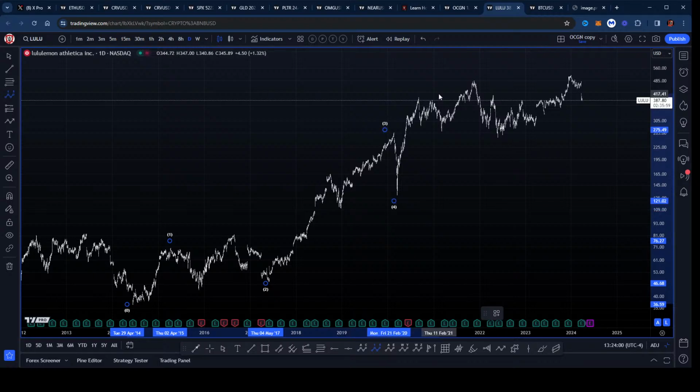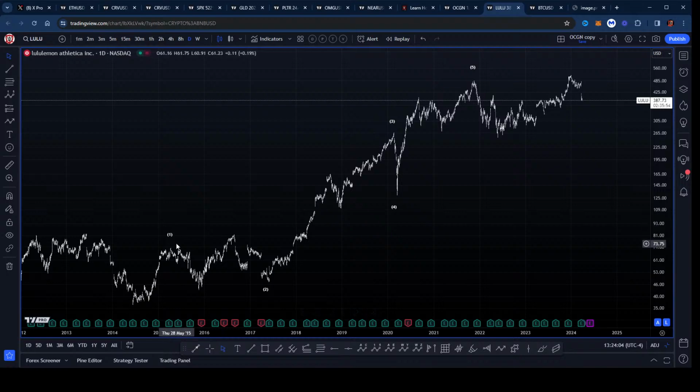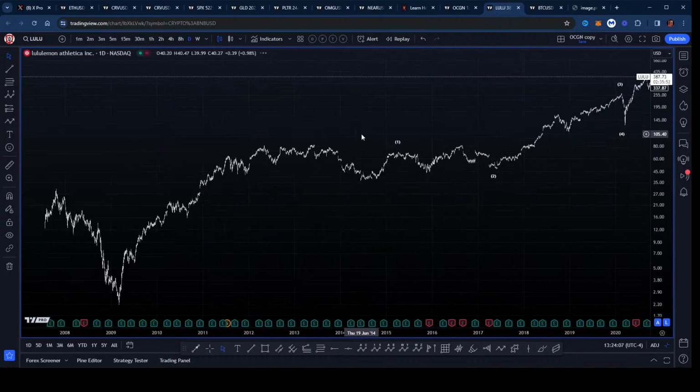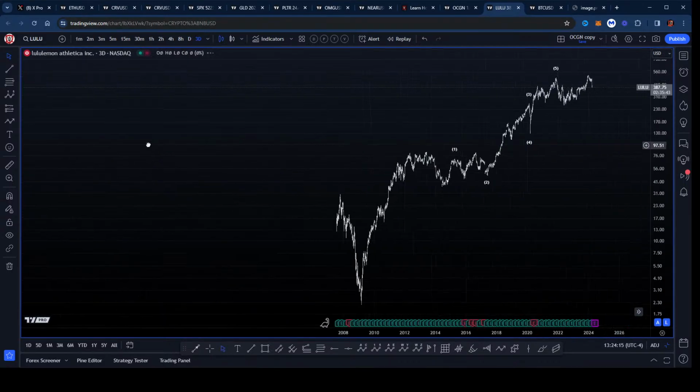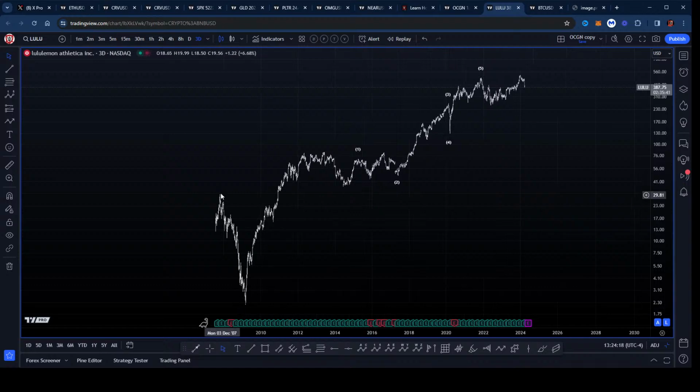It's hard to turn that into much of a 3. Let's see here. Do I need that? All right, there's the financial crisis. Oh, I'm going to have to go to a 3-day. Okay, nice B bottom.